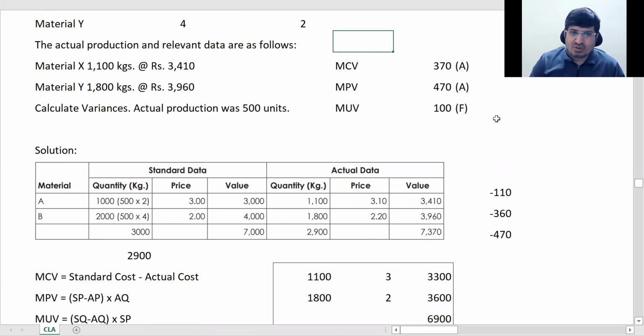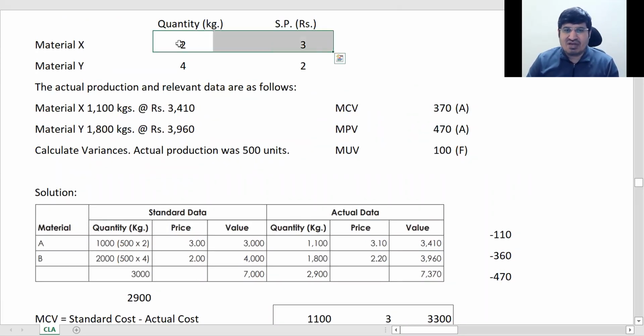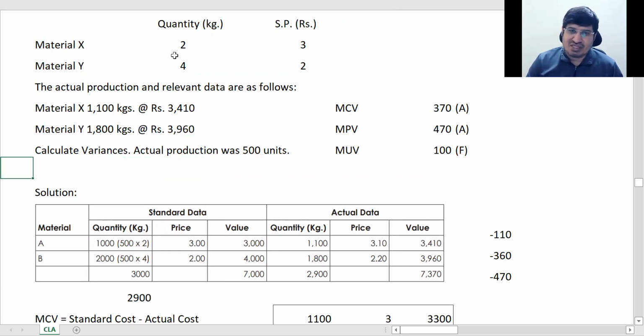Okay, so right, so what I said is what we did here is we first created the standards data, because we had standards for only 1 unit, correct? 1 unit output, and we knew that actual production was 500 units. So we created a table for standard of 500 units. Okay, this is how we got this part.